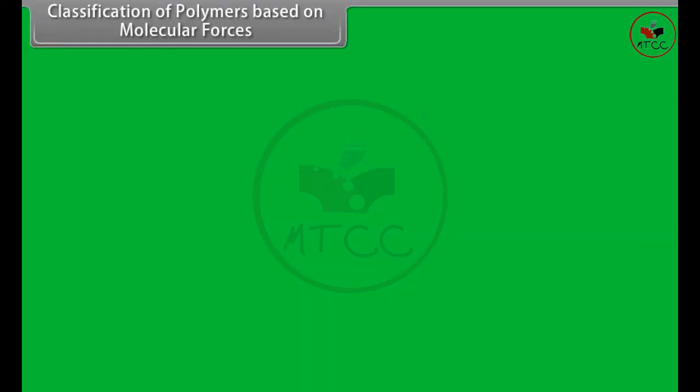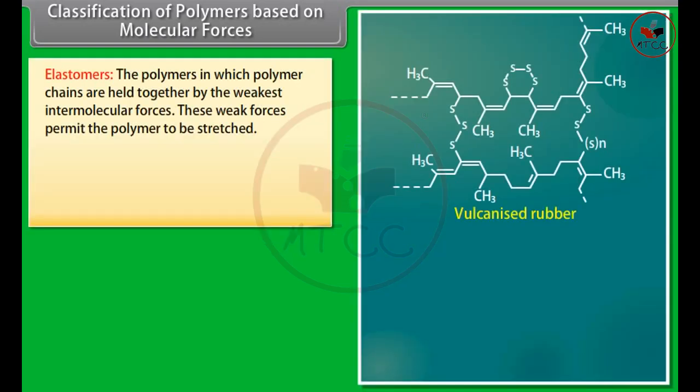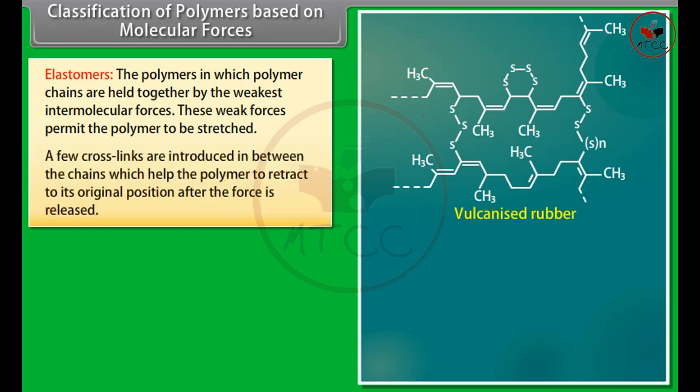Classification of polymers based on molecular forces. Under this type of classification, there are four subcategories. Elastomers. These are polymers in which the chains are held together by the weakest intermolecular forces. These weak forces permit the polymer to be stretched. A few crosslinks are introduced between the chains, which help the polymer retract to its original position after the force is released. For example, vulcanized rubber.